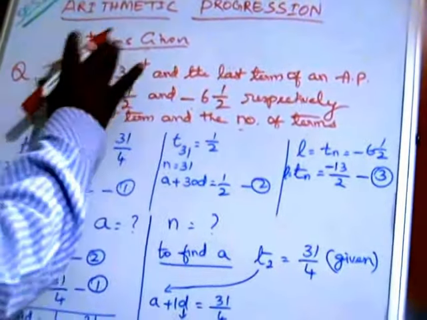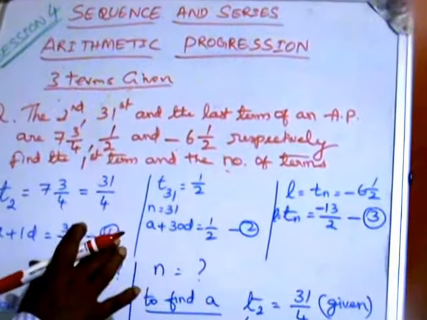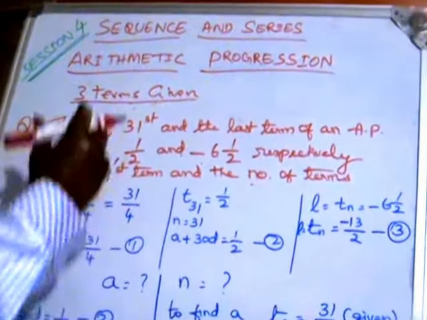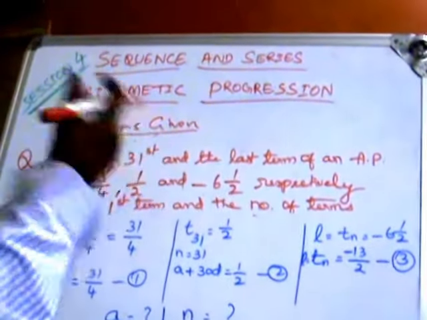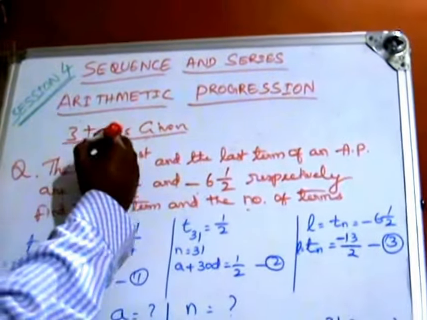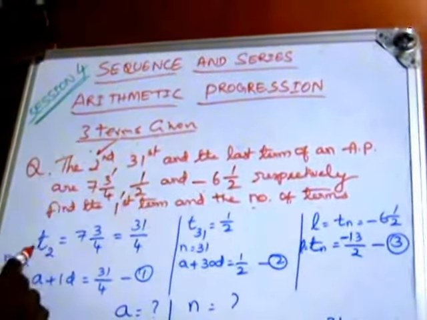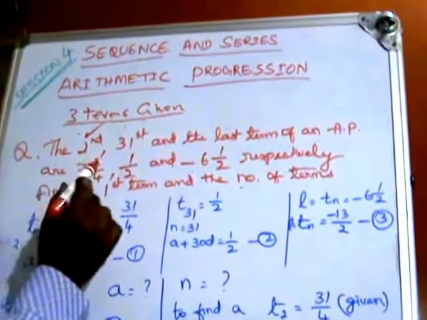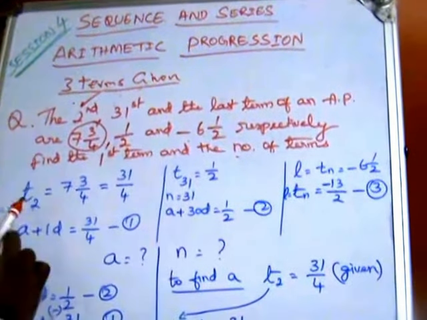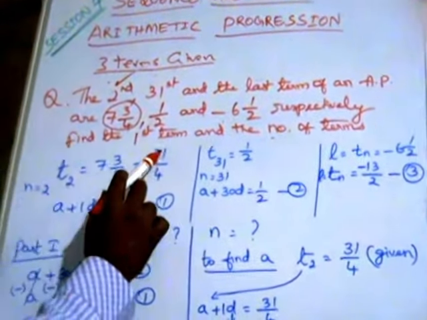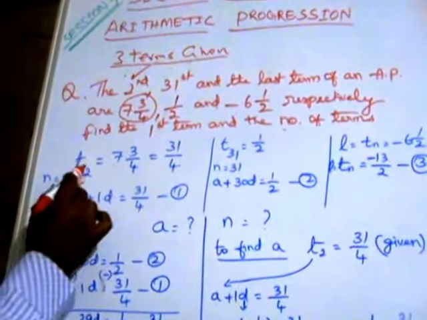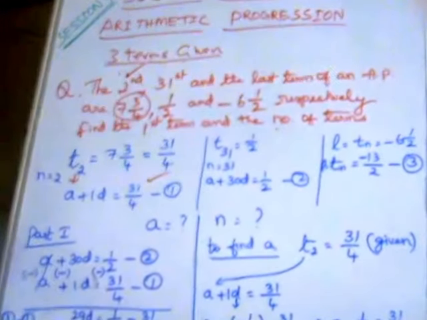Now, 3 terms will be given. It's the same model. We did models where 2 terms were given and they ask certain things. This is 3 terms, just an extension of 2 terms. First they give the second term. The second term is called T2. The second term is nothing but 7 3 by 4, which means 31 by 4. And for the second term, we know n is equal to 2, so A plus 1D equals 31 by 4.